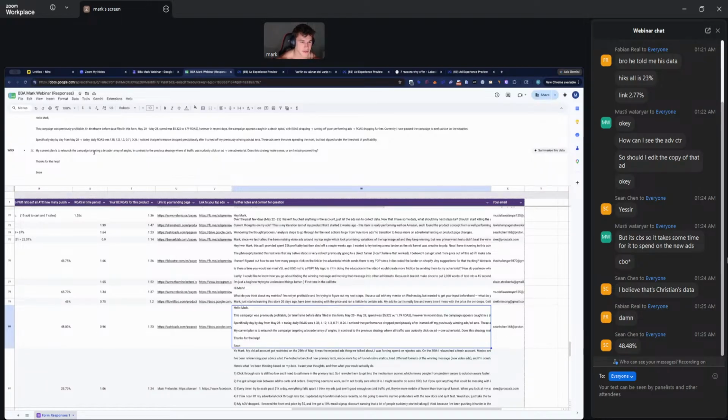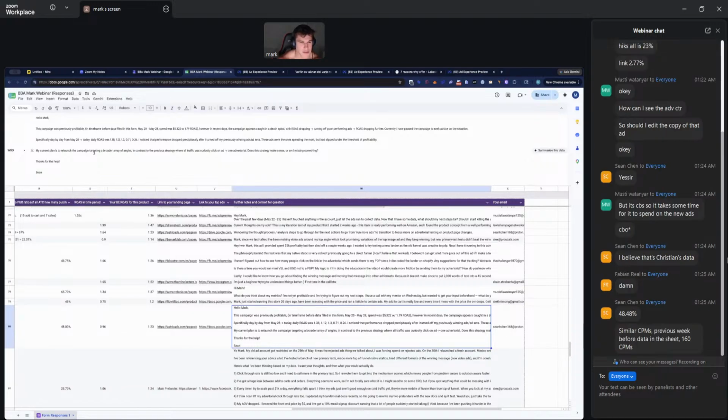My current plan is to relaunch the campaign targeting a broader array of angles, in contrast to the previous strategy where I'd trap with curiosity and click on an ad to one avatar. Does the strategy make sense, or am I missing something?